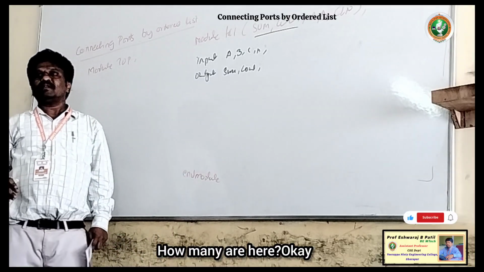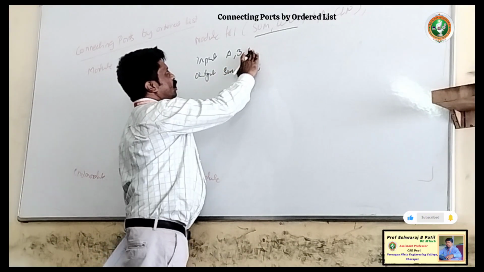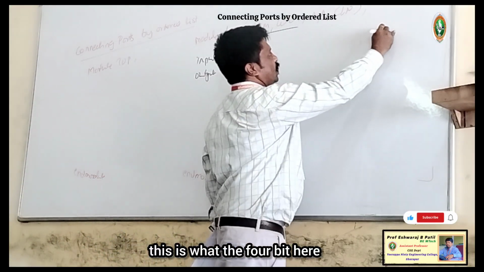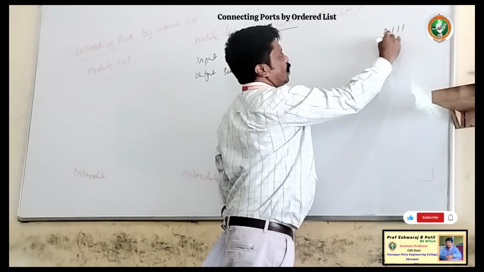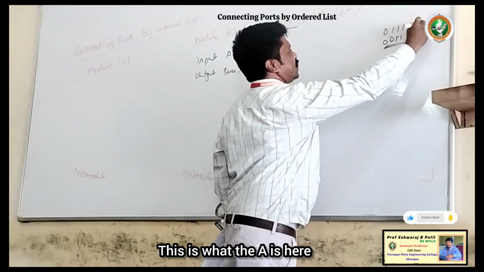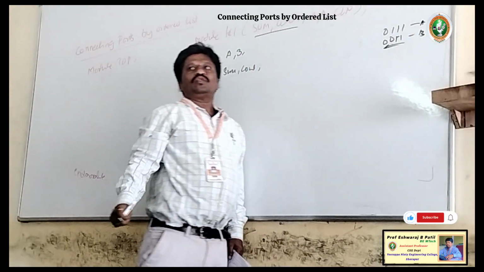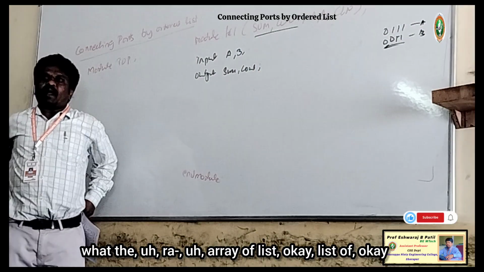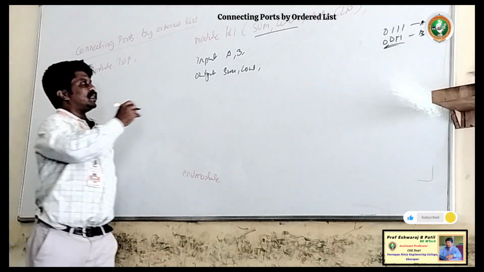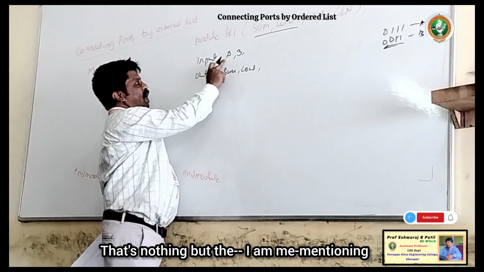How many bits are here? This is the 4-bit: 0, 1, 1, 1, 0, 1, 1, 1. This is A and this is B. So I have to give the input in the form of an array, a list of. That is what I am mentioning for the input ports here.